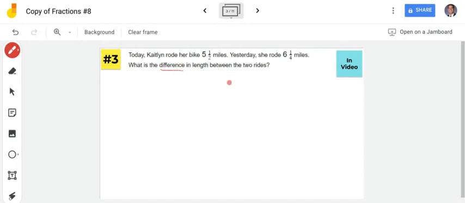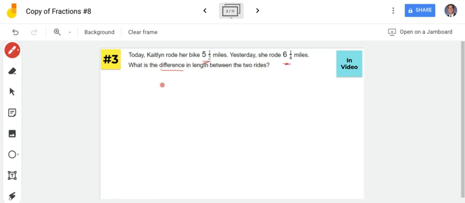Okay, you see that word difference? Difference in math makes you think of what operation? Addition, subtraction, multiplication, division. You see the word difference, you should think subtraction. So I want to find the difference between 6 1/4 and 5.5.